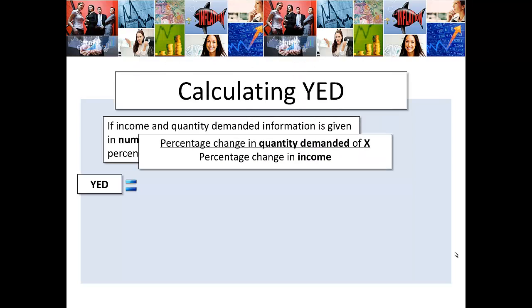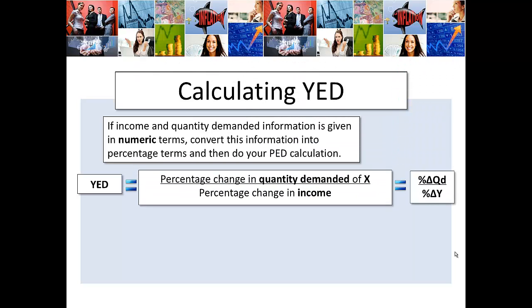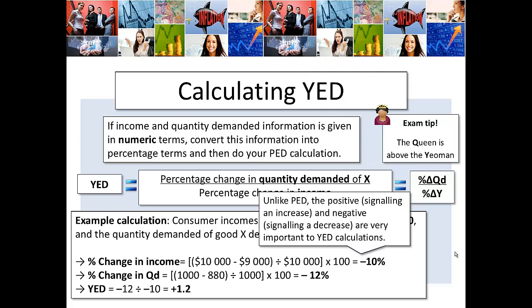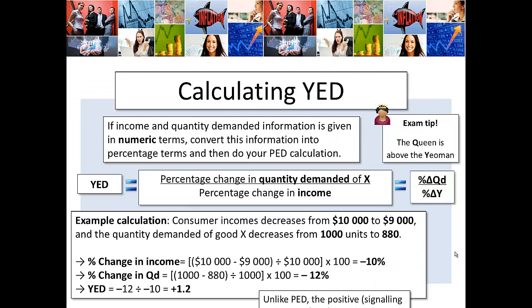Now again, our formula is based on percentages. So if we're just giving numeric information in our question, we are going to need to go away and convert that into percentages ourselves. So if consumer income decreases from 10,000 to 9,000 and the quantity demanded for good X decreases from 1,000 units to 880, how do we work it out? How do we determine the value of our YED?